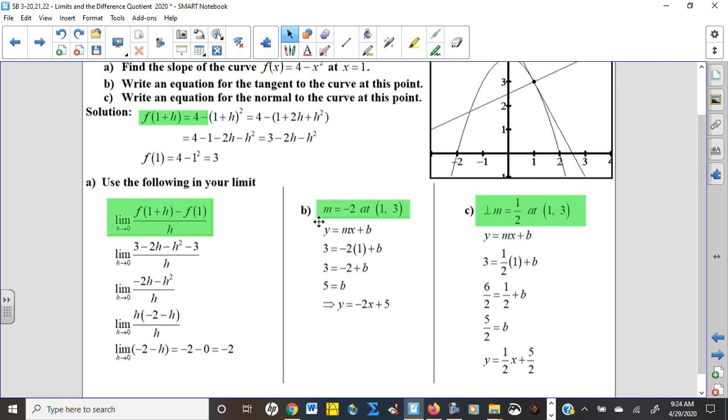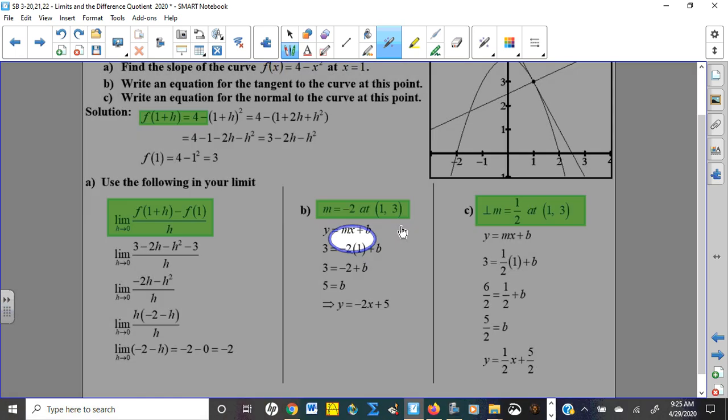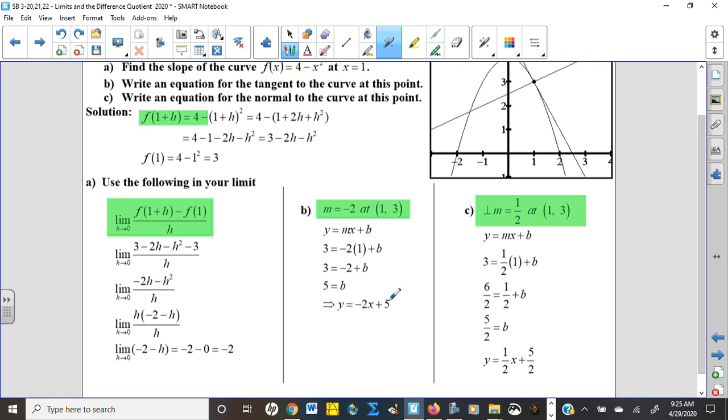All right, part B, find that tangent line. Well, we already found the point. The point that gave us the x was 1. We found the y was 3, so the point is (1, 3). And we just found that the tangent slope was negative 2. So now I just have to put those into y equals mx plus b. And after like 2 steps of reducing and solving, simplifying and solving, I get my tangent line.